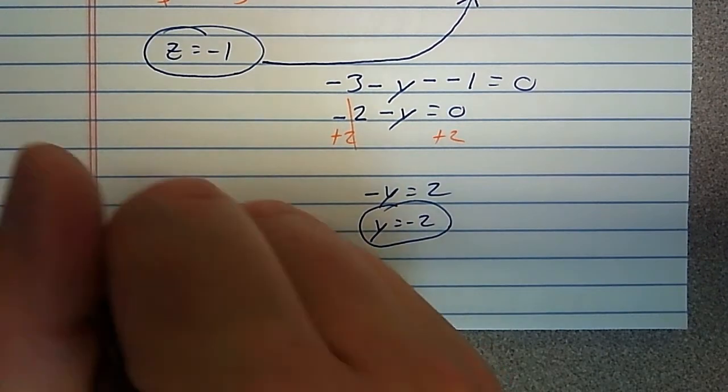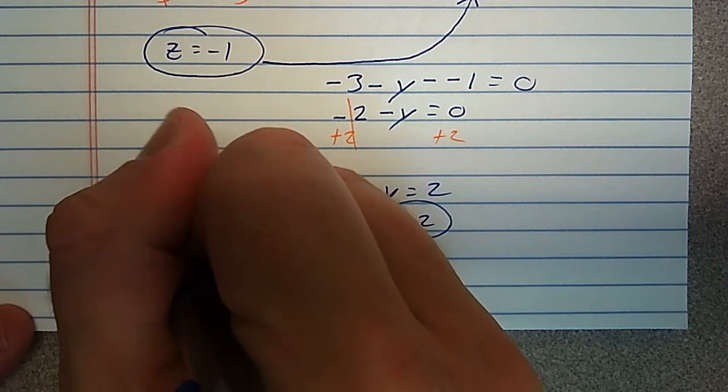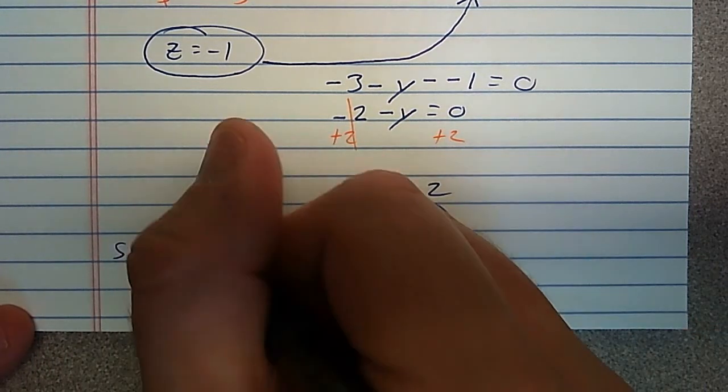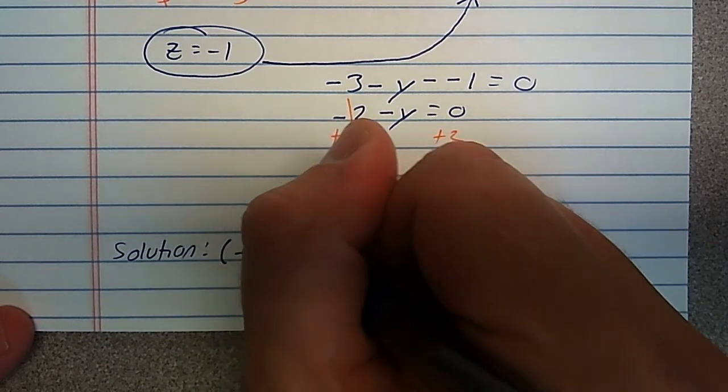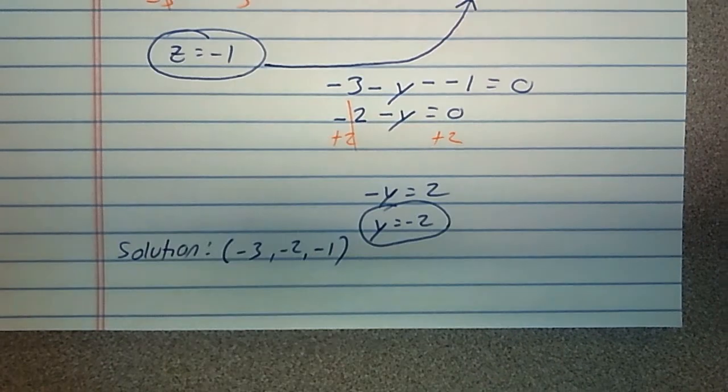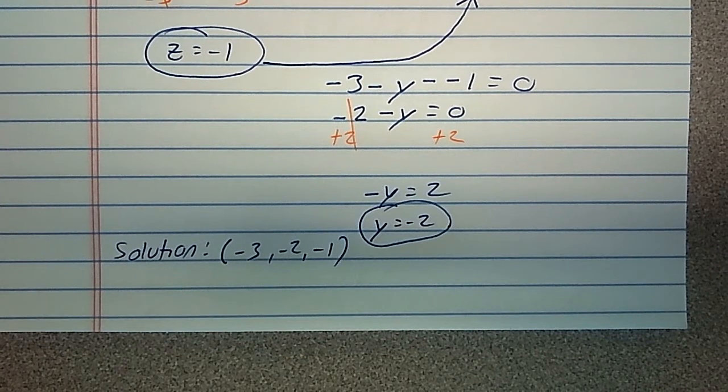And so you would say your solution is x, y, z at -3, -2, -1. I think there really isn't a graphing method, is there?